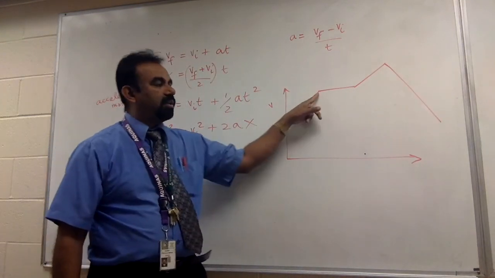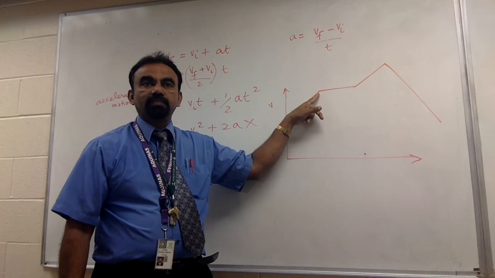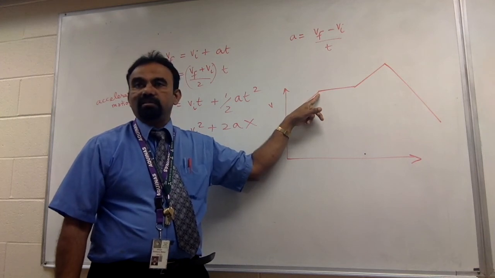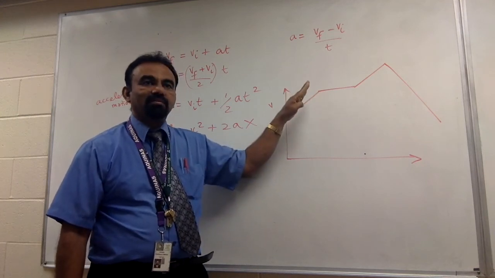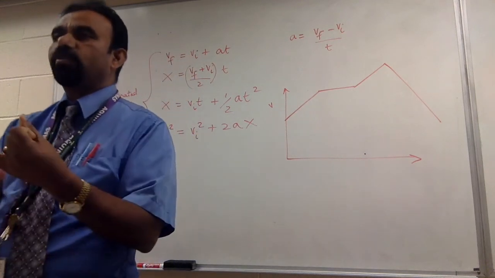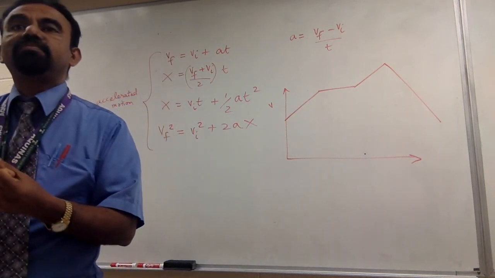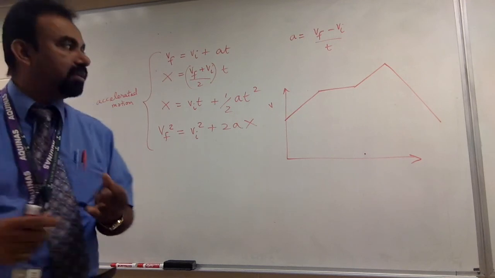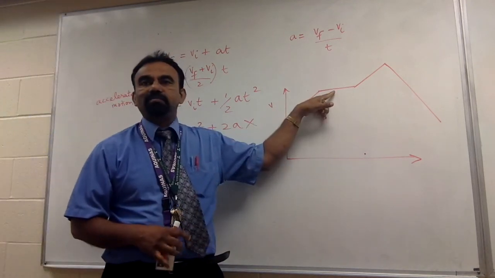What's happening from here to here? It's accelerating. Why? Because it is inclined. What's the slope of this line supposed to give you? Slope of velocity time graph gives you acceleration.